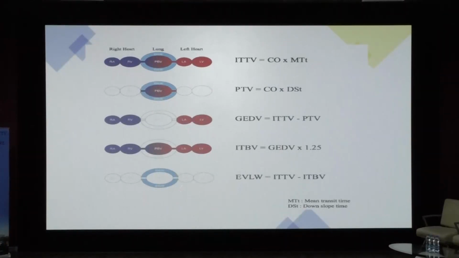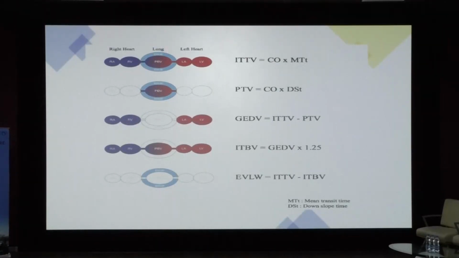The next one is pulmonary thermal volume. The amount of blood present only in the lungs, whether it is extravascular lung water or pulmonary blood volume, both together make your pulmonary thermal volume. It is given by the formula cardiac output times downward slope time. Next, by subtracting these two, you can get the global end diastolic volume, called GEDV. Then you multiply the GEDV by 1.25, because the thermal volume present in the lungs is almost 1.25 times the global end diastolic volume, and you get the intrathoracic blood volume.